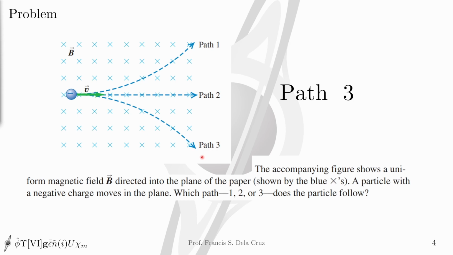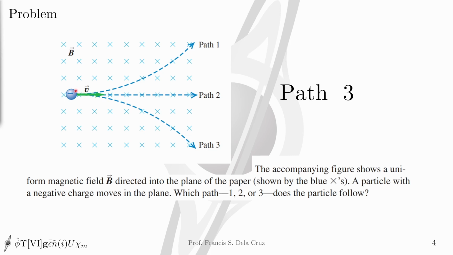So for our second problem, just an analysis. In this diagram, you can see that you have an electron going along the path 1, 2, and 3. A particle with a negative charge moves in this plane. Which path, 1, 2, or 3, does the particle follow? Of course, you have an answer here, which is path 3. But the question is, how?